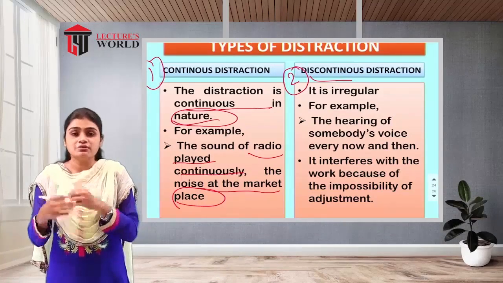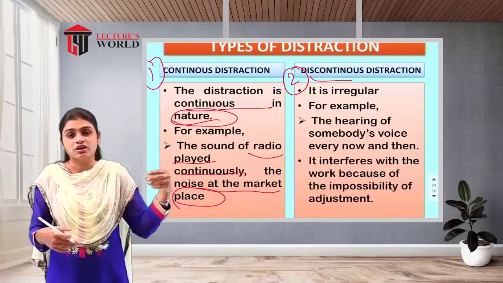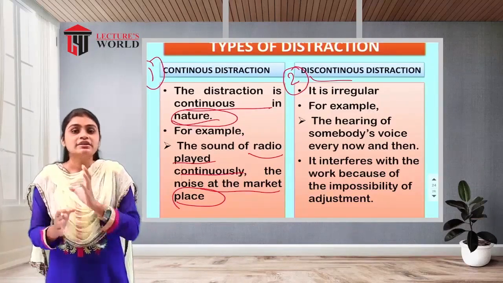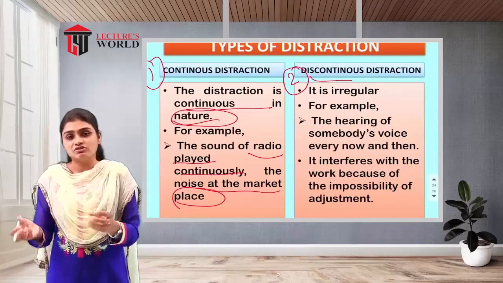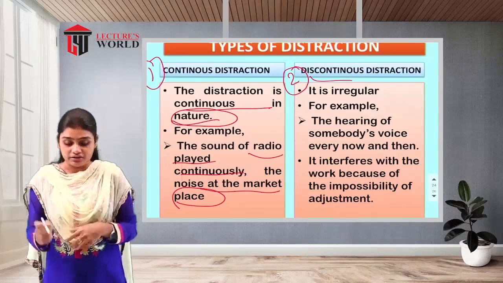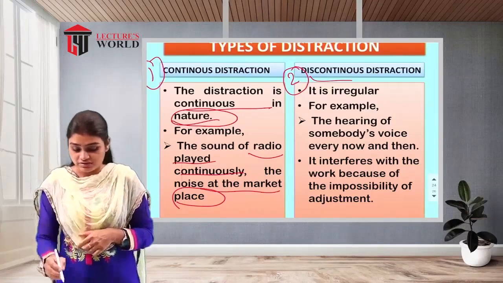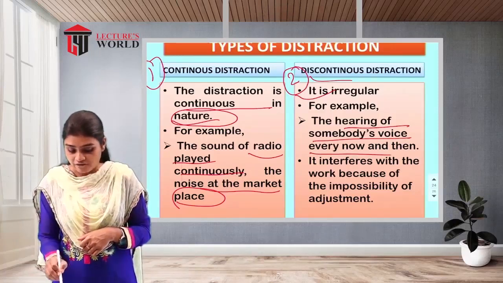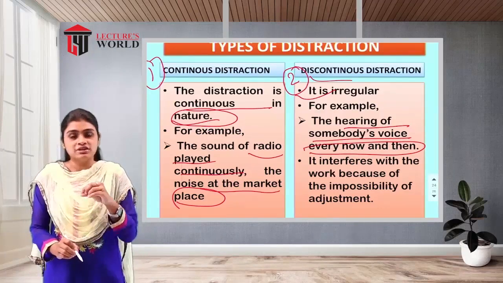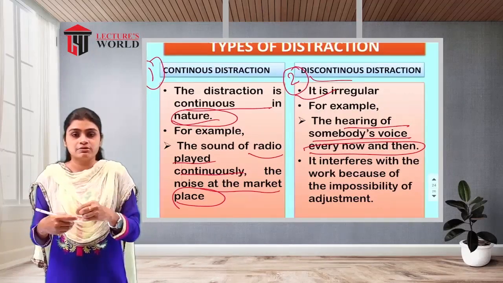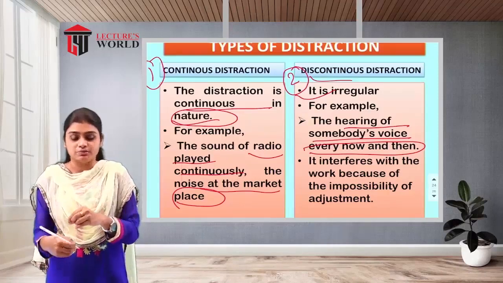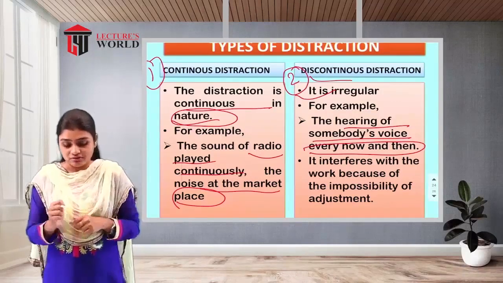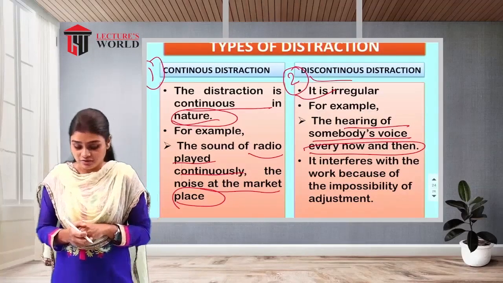So if there is irregularity in these extra things or other stimuli, an individual won't be able to adapt to that situation, or won't be able to adjust very quickly, shifting from one to another. That is called discontinuous distraction. So it is irregular. For example, hearing somebody's voice every now and then. For example, I am reading and someone is calling me very frequently, at intervals of 10 or 15 minutes. So I won't be able to adjust in the activity I am doing. That is called discontinuous distraction.